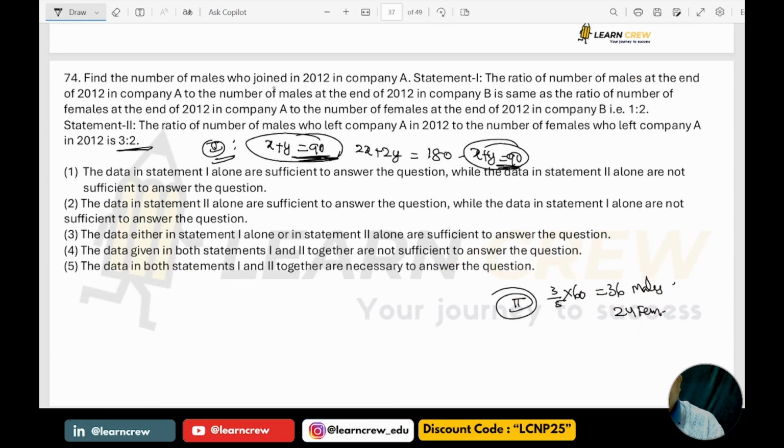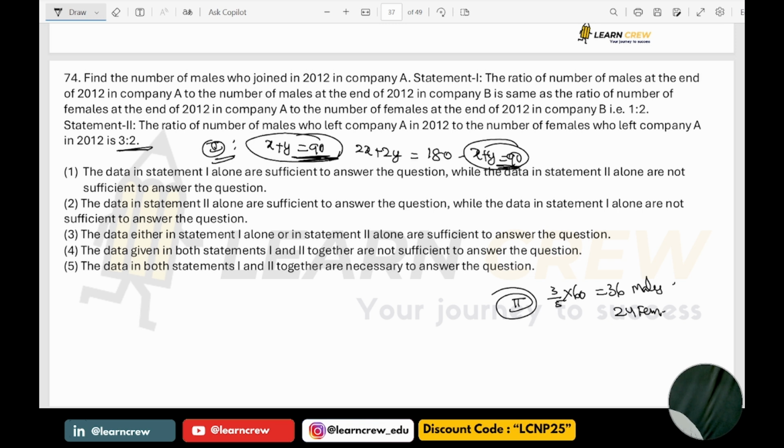Find the number of males who joined in 2012 in company A. Statement 2 alone is not sufficient to answer the question. Statement 1 is not sufficient. Statement 2 is also not sufficient.